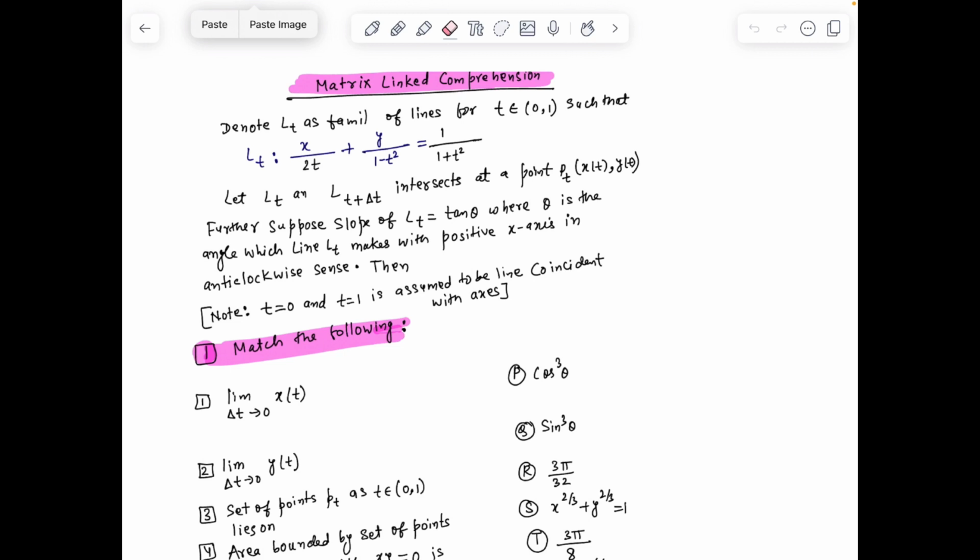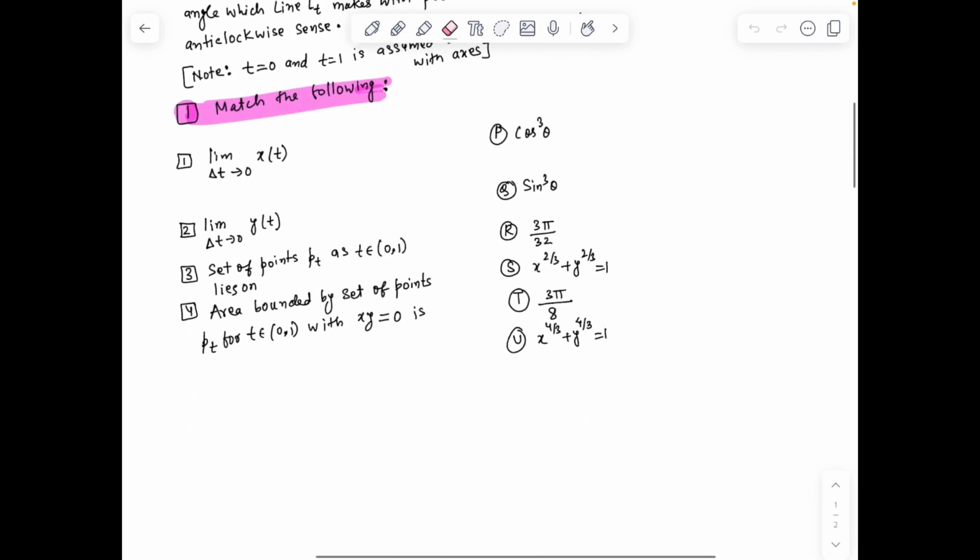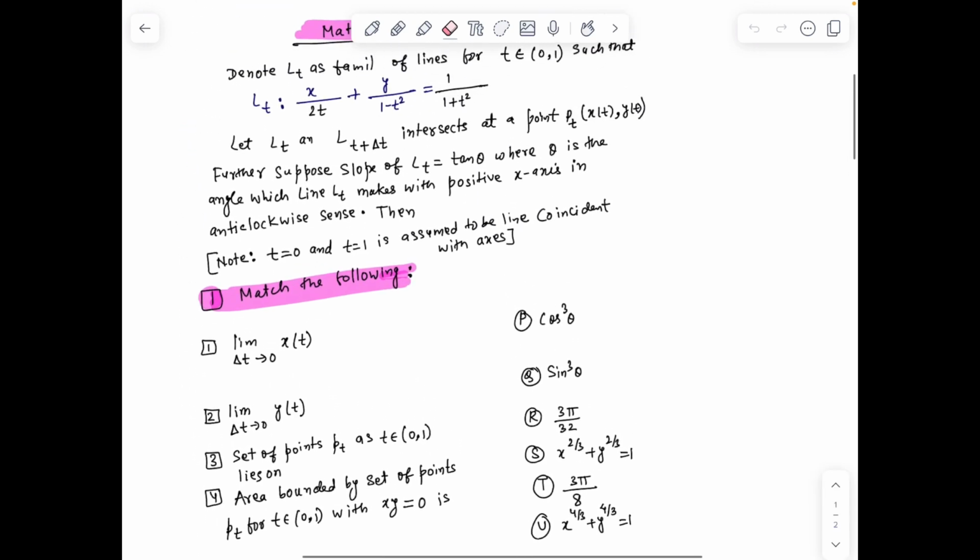Note that t equals 0 and t equals 1 are assumed to be the line coincident with the axis. I have to impose this because if I keep t equals 0, x by 0 is meaningless. So separately I could define it piecewise. Now you need to match the following. First question is find the x coordinate of point P_t in the limiting case when delta t tends to 0.